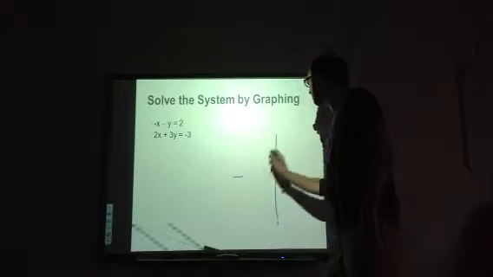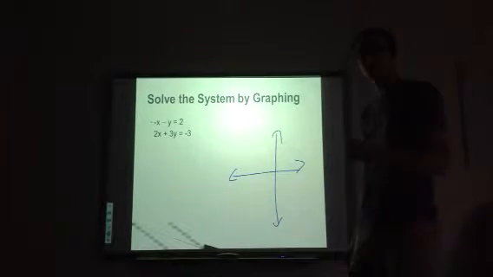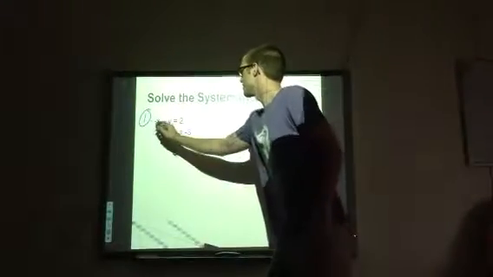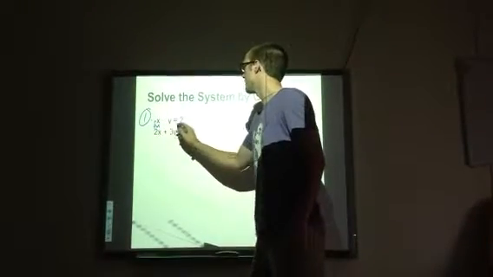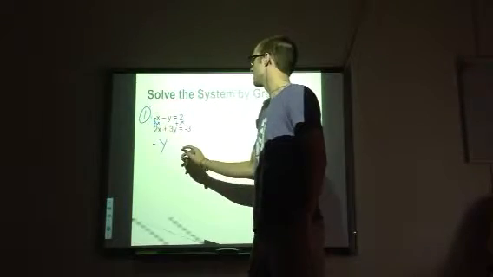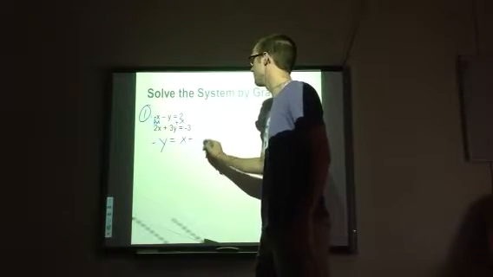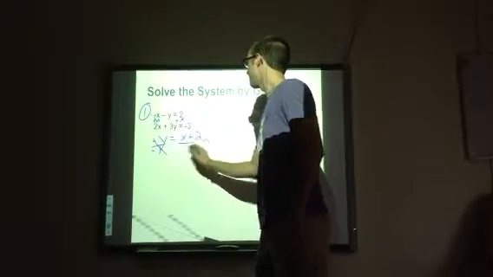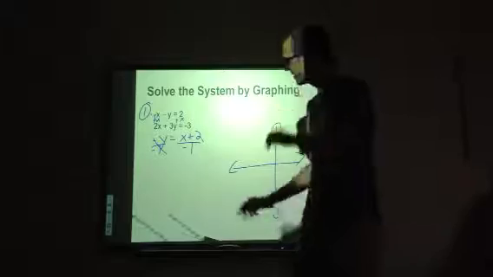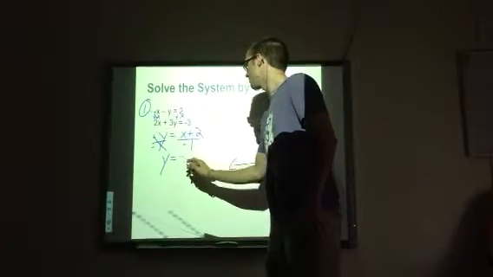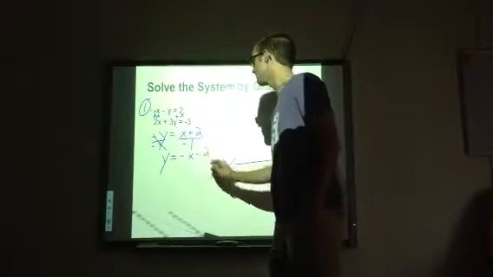All right, step one was going to be graph both of our equations. So let's look at equation 1. Let's solve for y, get it in slope-intercept form. We're going to add x on both sides, so then we have negative y equals x plus 2. Divide both sides by negative 1. Divide every term by the negative 1. So we're going to have y equals negative x minus 2.